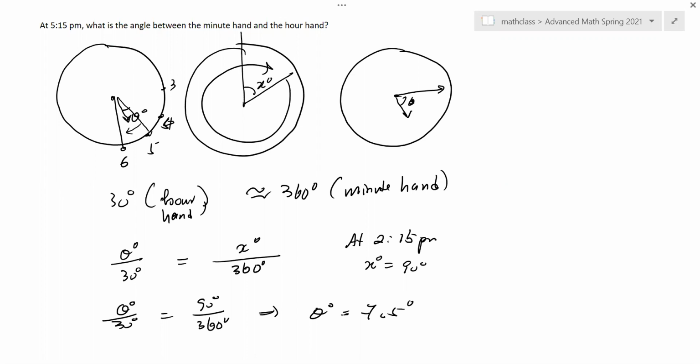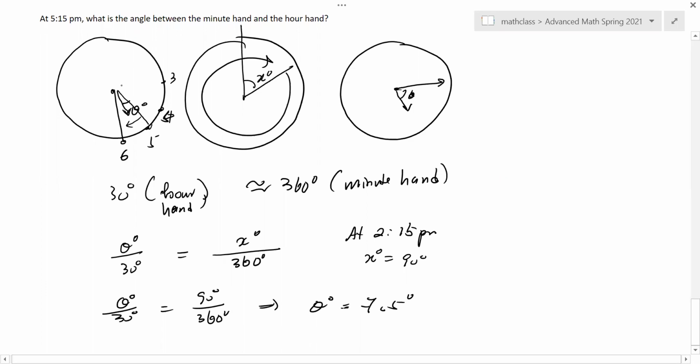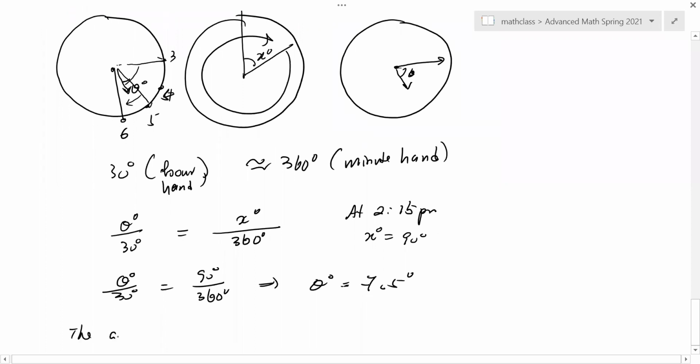So now the angle between the minute hand and hour hand, this is the minute hand, right? You have the total, 60 degrees plus 7.5 degrees. So the angle between them is going to be 60 degrees plus 7.5 degrees. Okay.